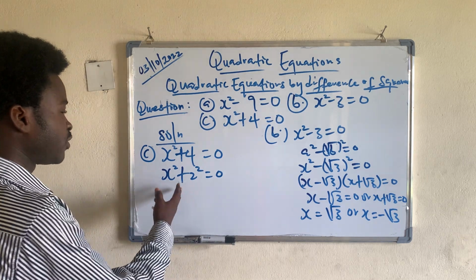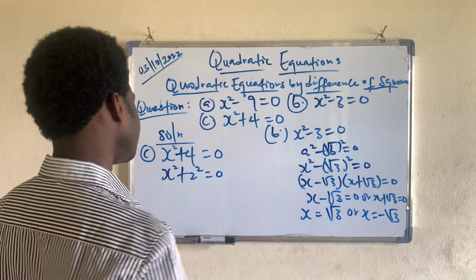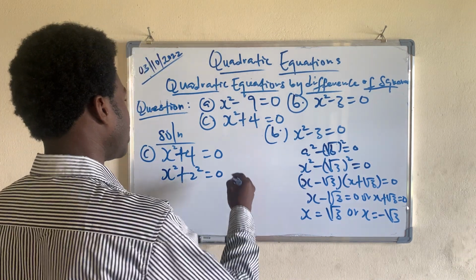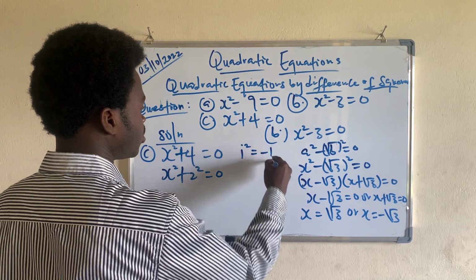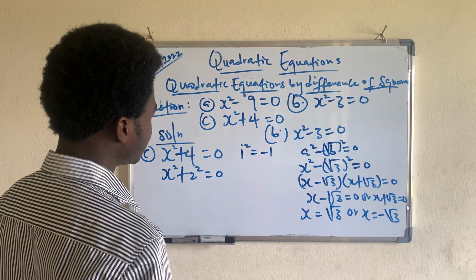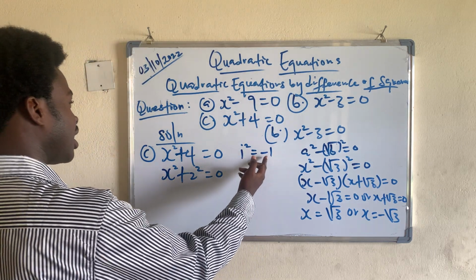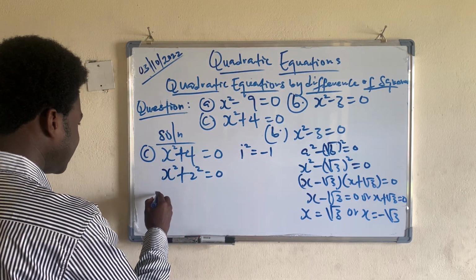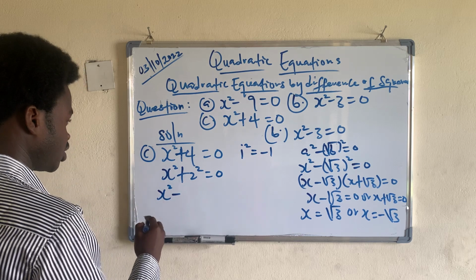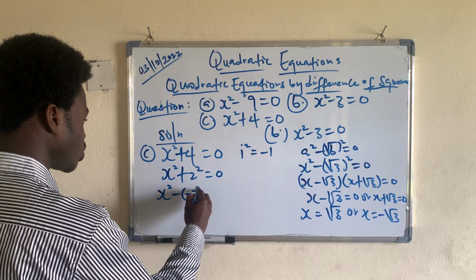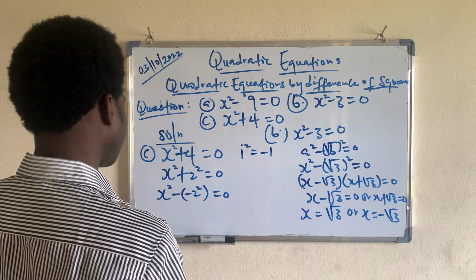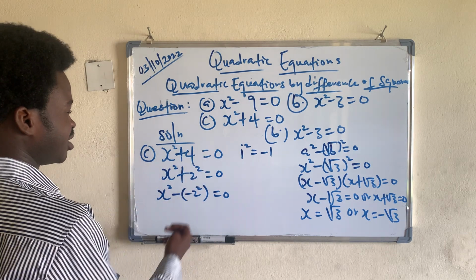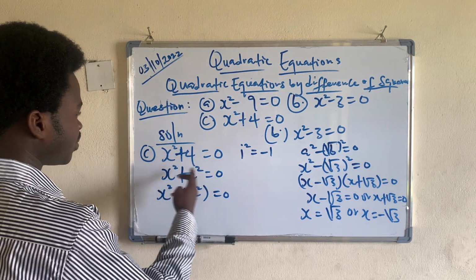But we have to change this from sum of squares to difference of squares, so that we'll be able to solve this. And we recall that under complex numbers, i squared is equal to minus 1. On complex numbers, i squared is minus 1. So we initiate this minus here, so that we'll be able to solve this. So we can write this as x squared minus, this is the same thing as minus 2 squared equal to 0. We know that minus times minus will give us plus. This is just 2 squared on its own, which will still give us this result, x squared plus 4.